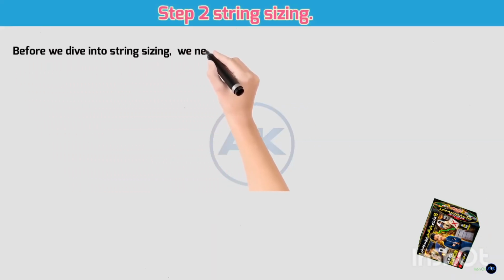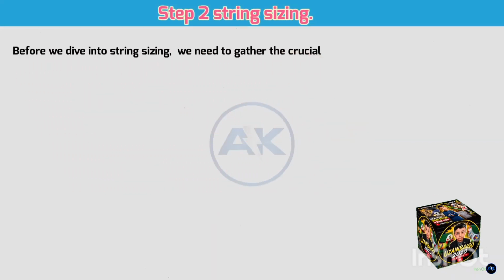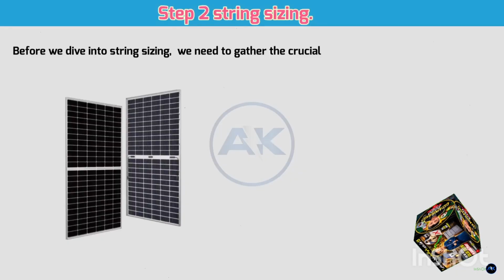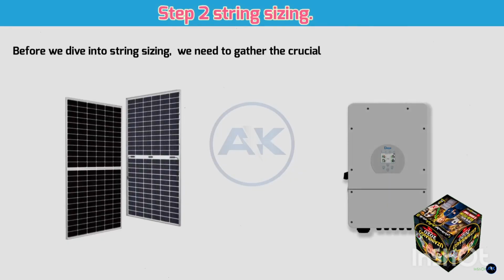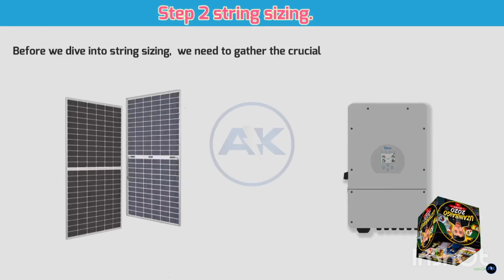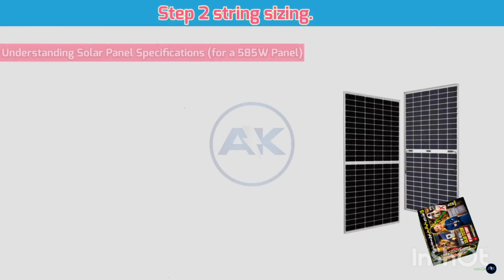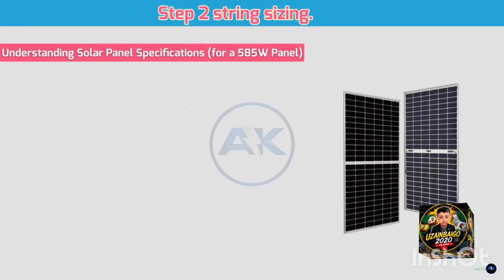Step 2. String sizing. Before we dive into string sizing, we need to gather the crucial specifications for both the 585 watt solar panels and the hybrid inverter. These details are paramount for correct and safe string sizing. Let's break down the typical essential specifications you'd need. Understanding solar panel specifications for a 585 watt panel.